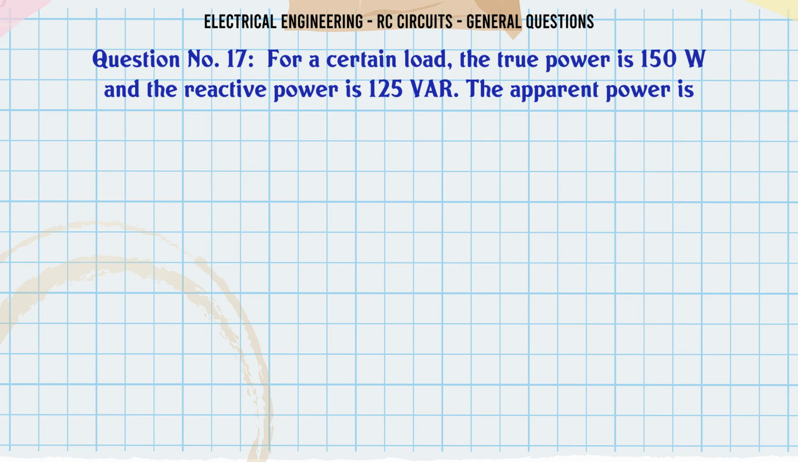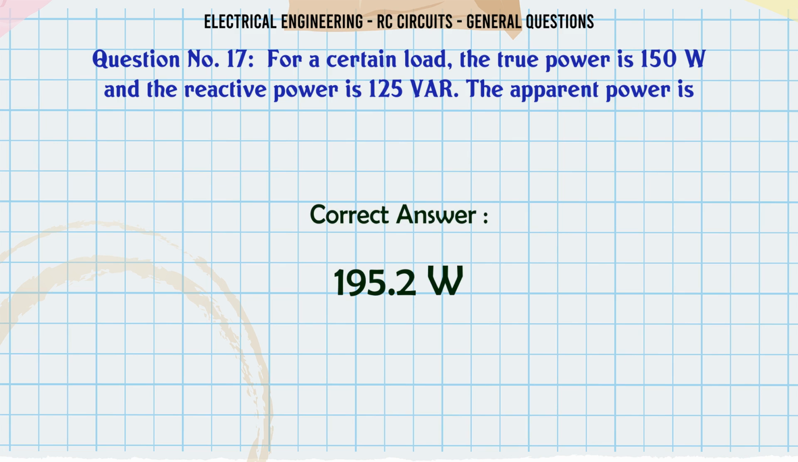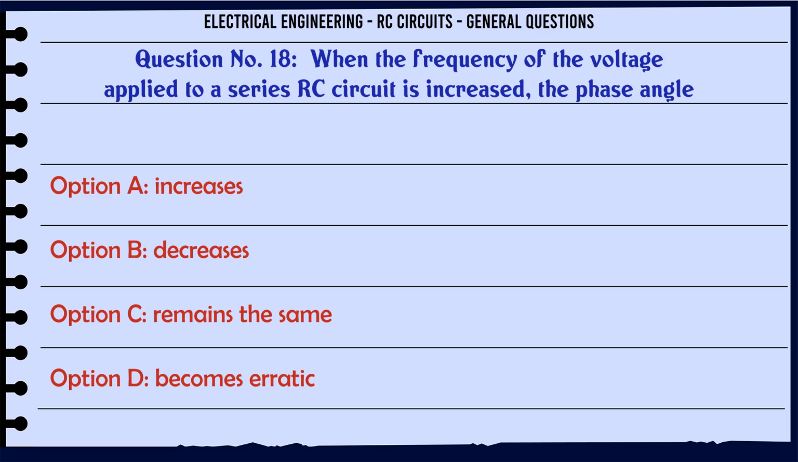For a certain load, the true power is 150 watts and the reactive power is 125 var. The apparent power is A) 19.52 watts, B) 195.2 watts, C) 275 watts, D) 25 watts. The correct answer is 195.2 watts.